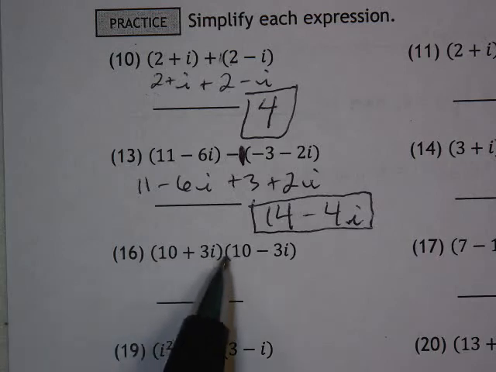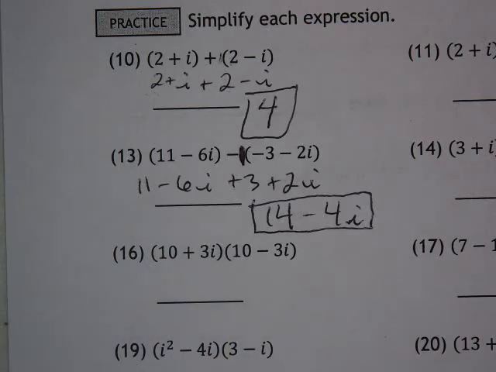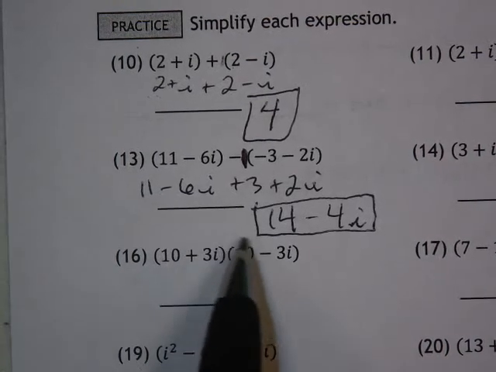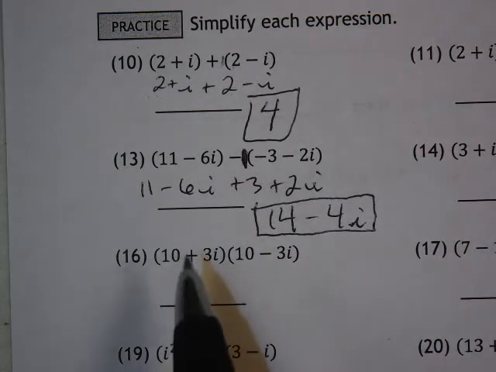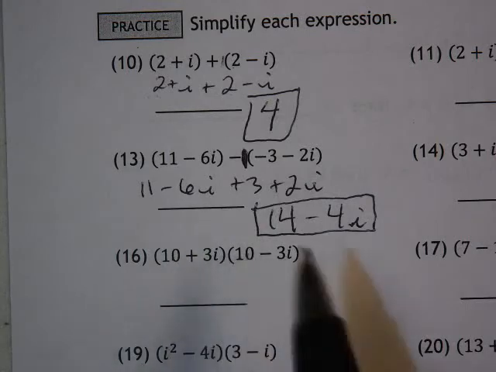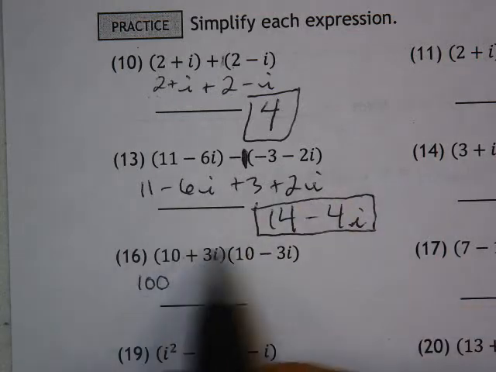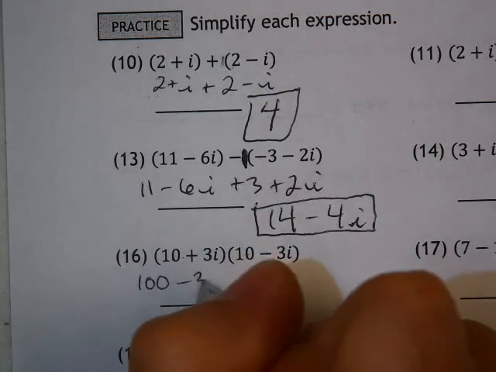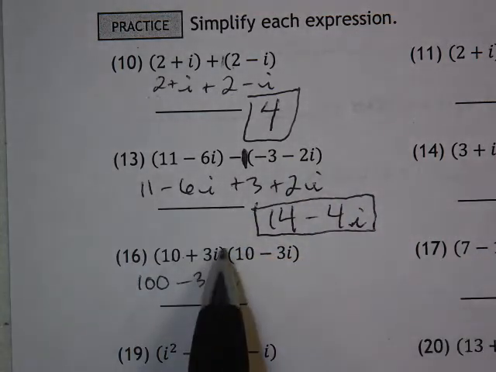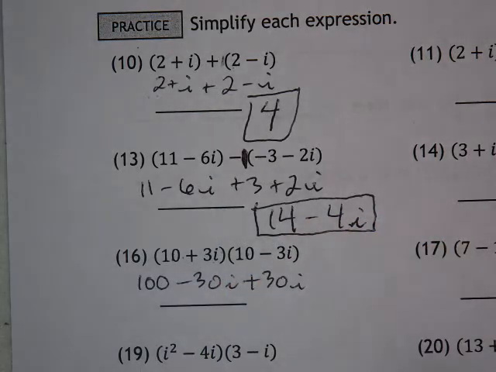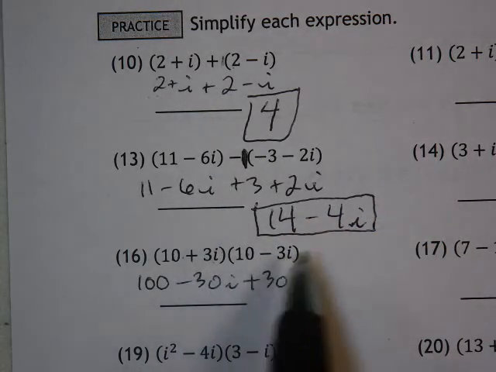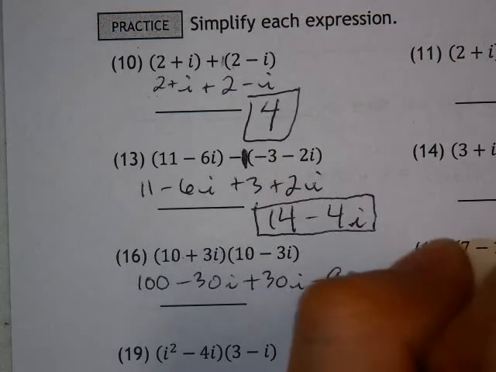We now have multiplication. Since there's no plus or minus in between, now it's like foiling or using your box, depending on what method you used. If you're foiling, you can just do 10, distributing both. 10 times 10 is 100. 10 times negative 3i is negative 30i. And then multiply through by your 3i. 3i times 10 is 30i. That's positive. Then 3i times negative 3i is negative 9i squared.